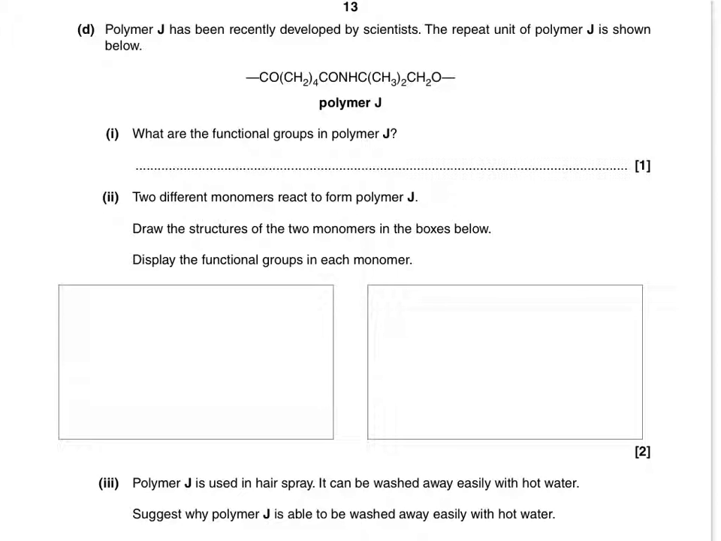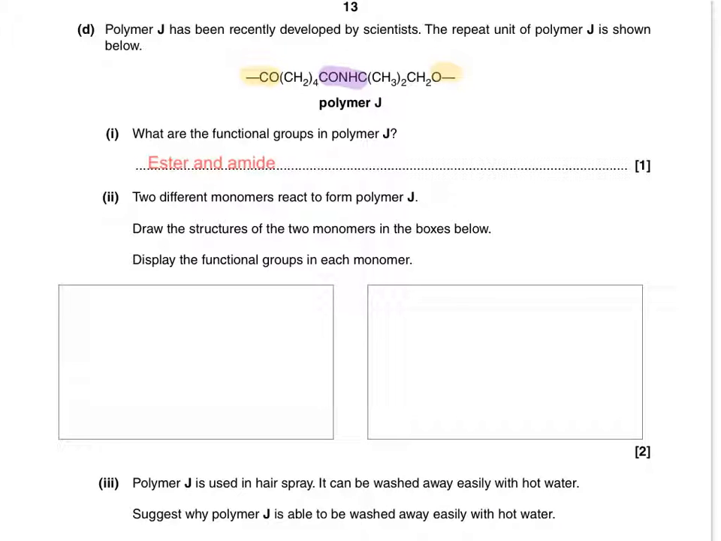It says polymer J has been recently developed by scientists, and the repeat unit of polymer J is shown below. And they want the functional groups. So obviously one functional group is going to be the amide group, and the other functional group is going to be the ester group. So in this particular section of polymer, the ester group isn't fully drawn at one end, it's partially at one end and the other part of it is at the other end.